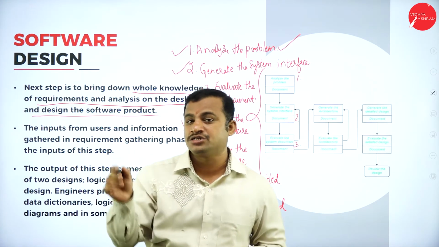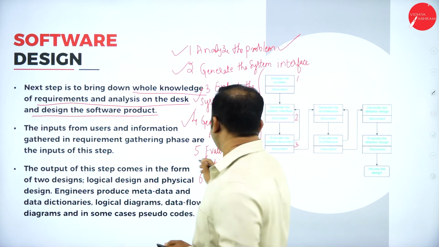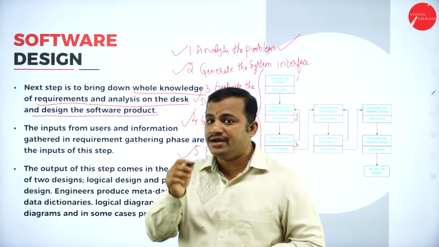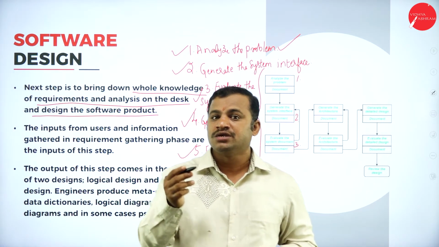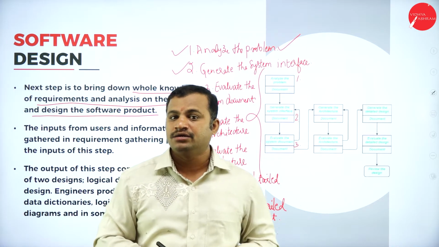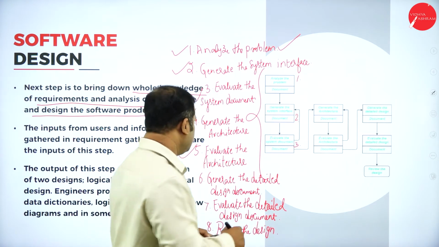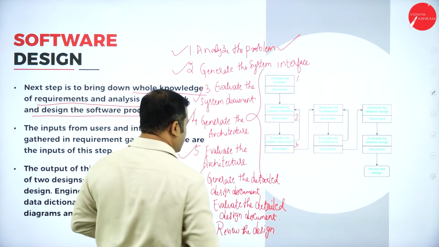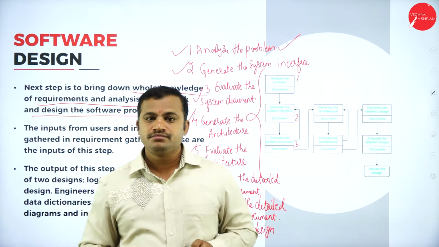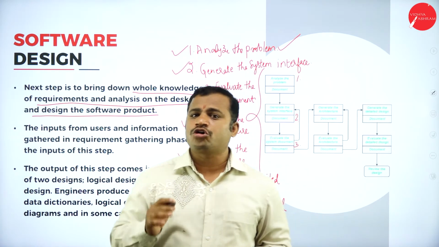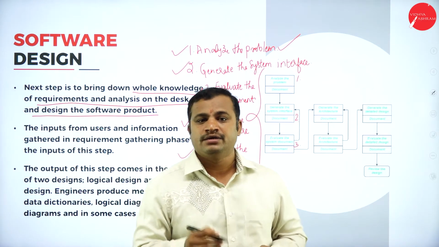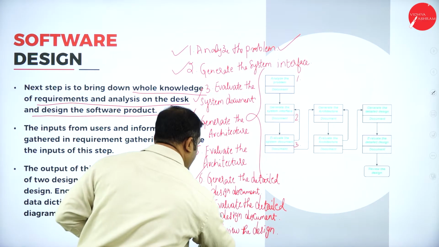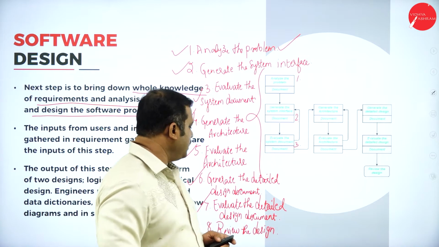The entire architecture is going to be drawn. Then evaluate the architecture. Again, it has to be evaluated whether the architecture is meeting the requirements of a client, and is going to be checked and verified. Then generate the detailed design document. The detailed design document is to be generated after evaluating the design document. Then finally evaluate the detailed design document.